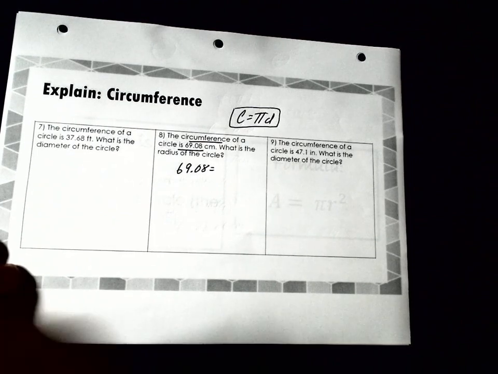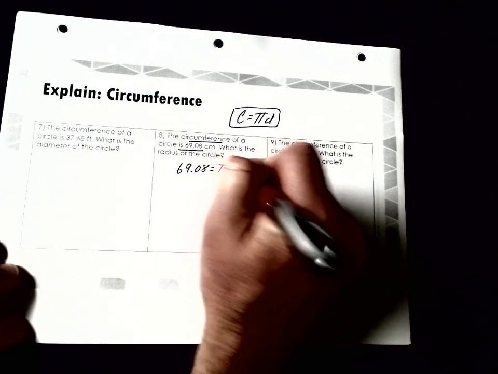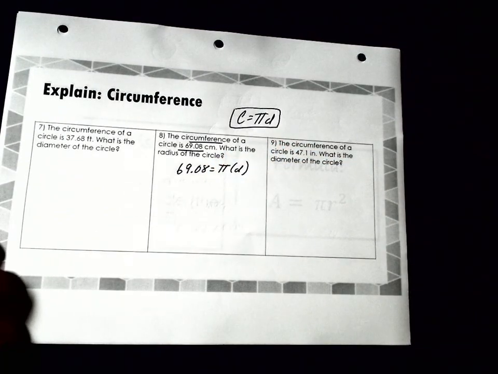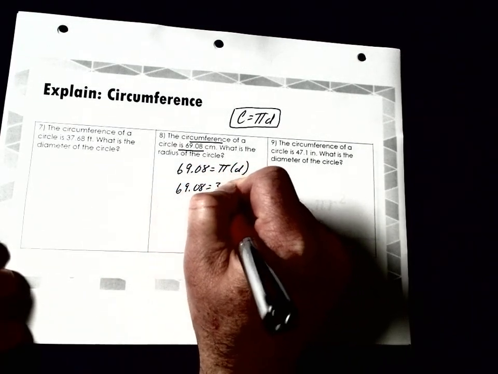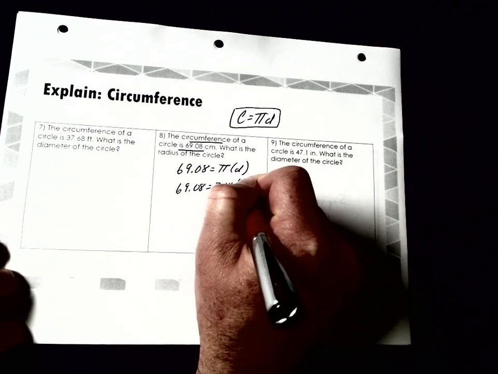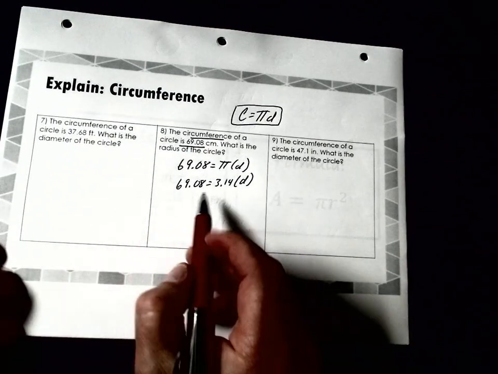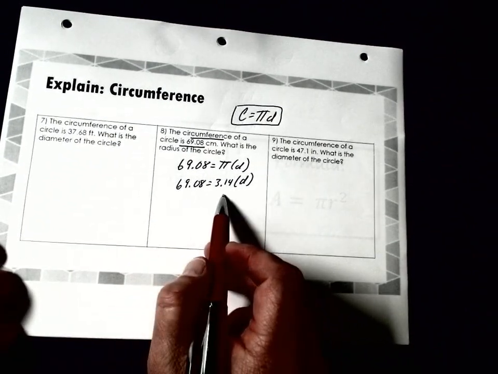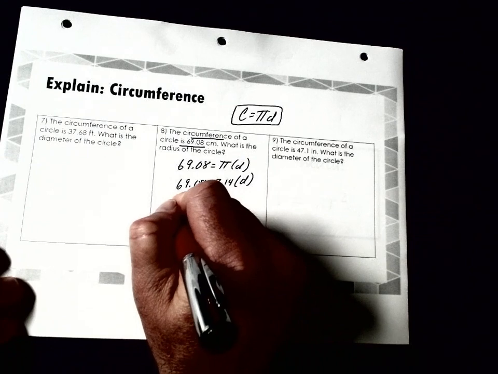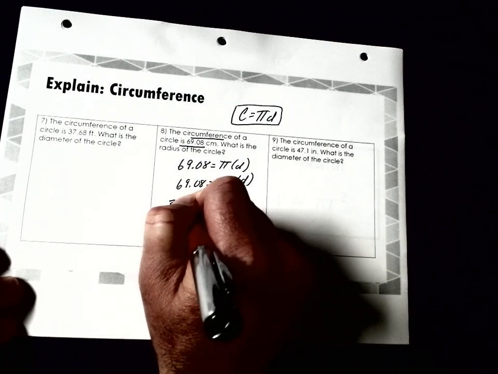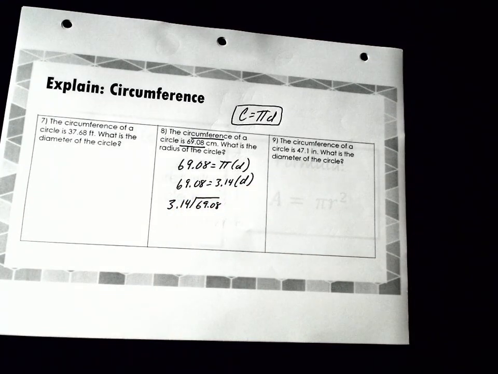Now it's asking for the radius. The radius is not part of our formula. Rewrite it again, 3.14. So we don't even know what the diameter is yet, and they're asking for the radius. So if you look at this as an equation from last year, you know this is a multiplying equation, so you're going to have to divide. So I'm going to have to divide 3.14 into 69.08, which is the circumference.